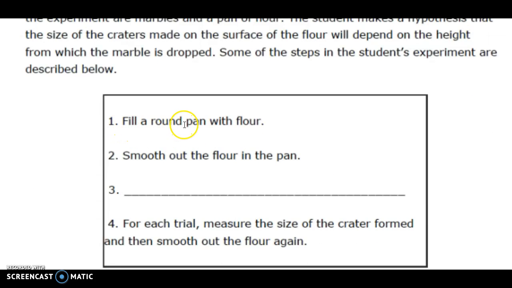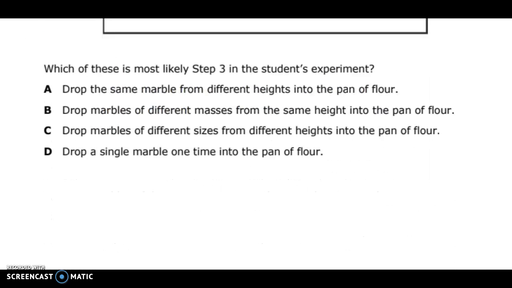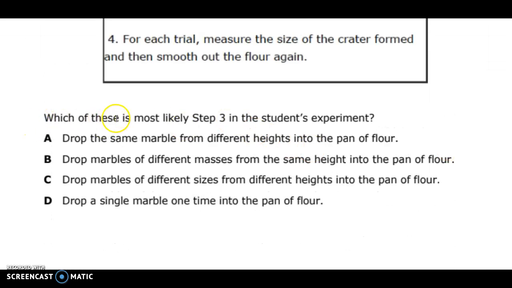1. Fill a round pan with flour. 2. Smooth out the flour in the pan. 3. Blank. 4. For each trial, measure the size of the crater formed and then smooth out the flour again. Which of these is most likely step 3 in the student's experiment?